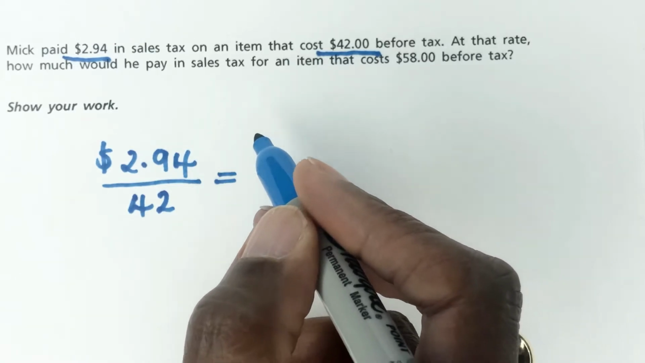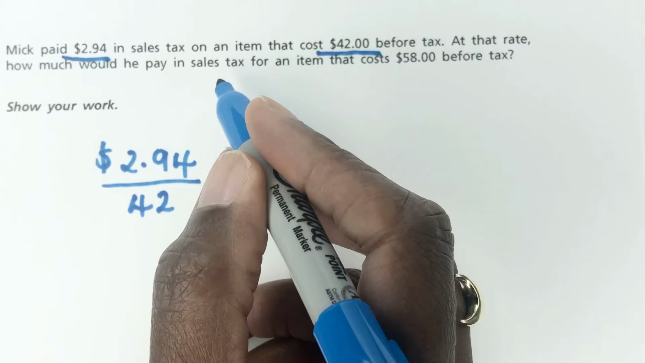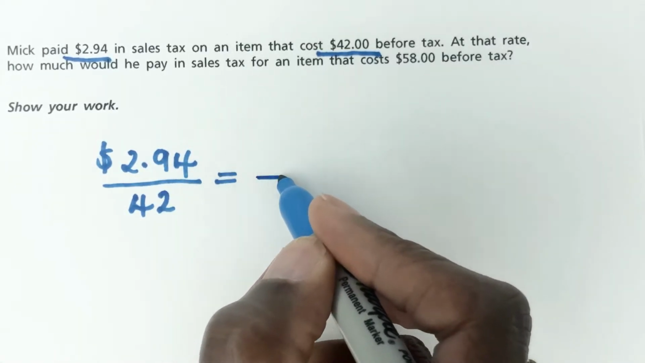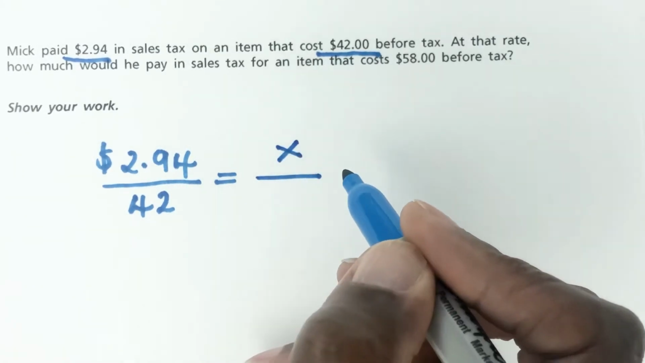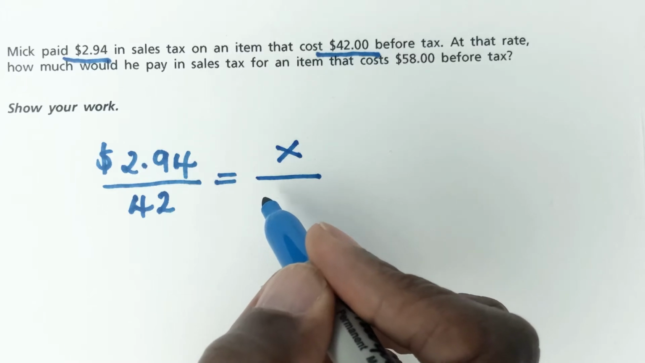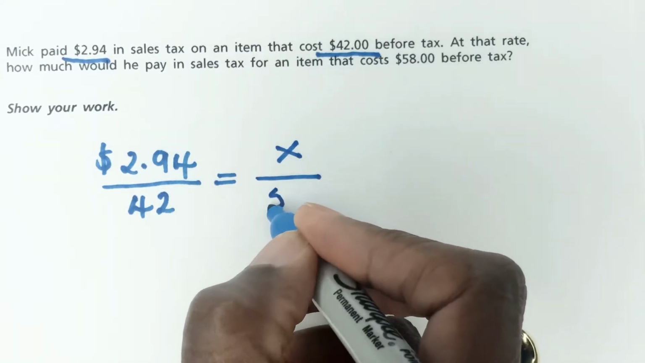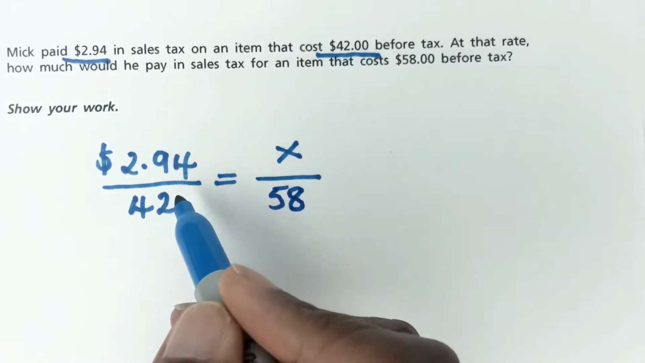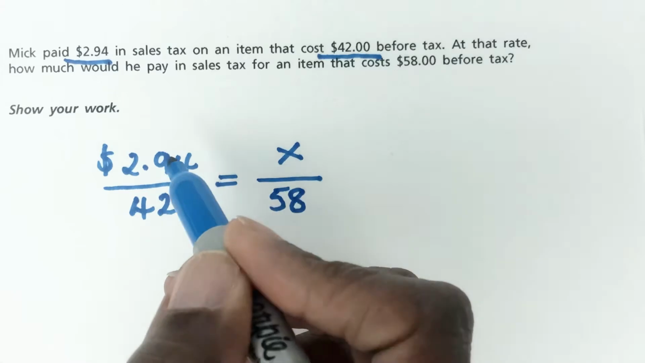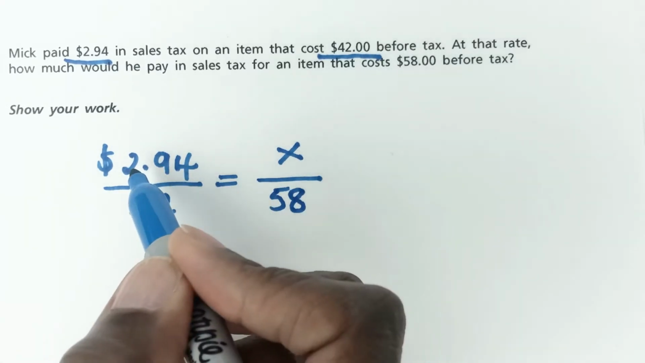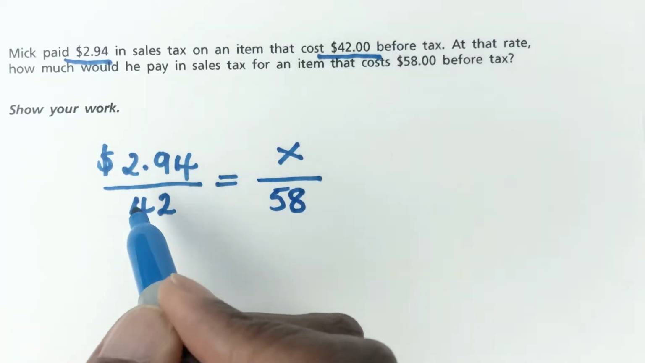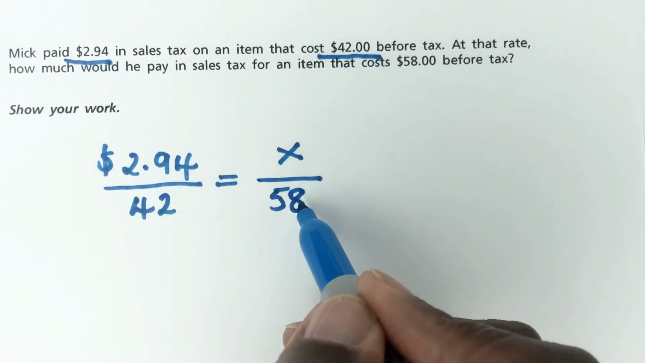So the question is, how much would he pay in sales tax? So if this is $2.94 in sales tax and they want to know how much he's going to pay in sales tax, this is our X that we're trying to find out, because the item before tax costs $58. So we're going to put the 58 down here. So once you've set everything up from the question in their relevant proportion areas, right? $2.94 sales tax, we don't know the sales tax, that's what we're trying to find out. $42 before tax, $58 before tax.